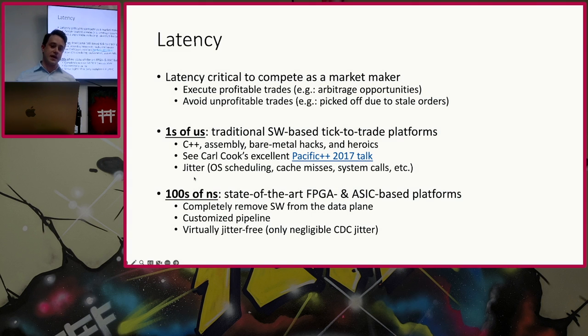Now, the jitter is another really important aspect here. Even if you can get your latency down, if your jitter is bad, you still have a real problem because you can't guarantee that latency is always going to be low. And for software, jitter generally means the OS is getting in the way. Maybe it schedules you out, schedules another process in. You get a cache miss and you have to go out to main memory, and then you're talking tens of microseconds, and you've already lost if there's an opportunity there. System calls, where you have to jump somewhere else in your code, handle the call and come back. So there are a lot of ways jitter can be introduced into a software system.